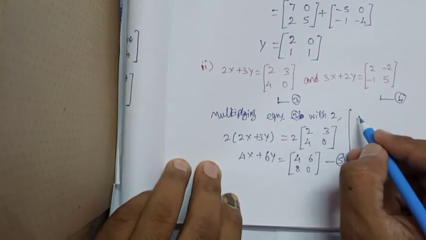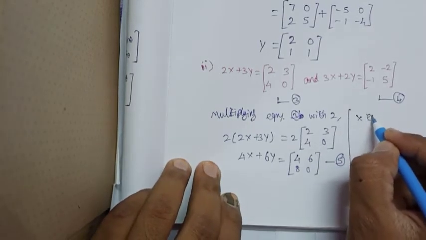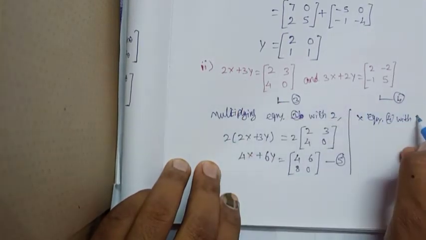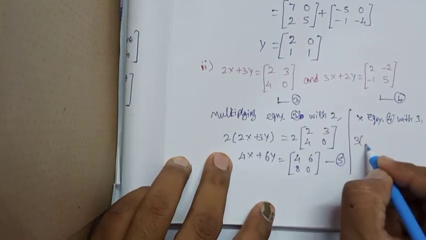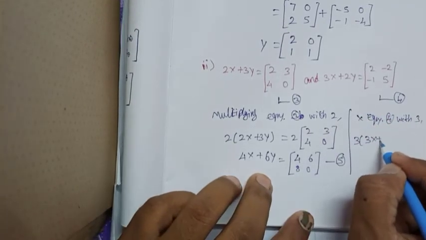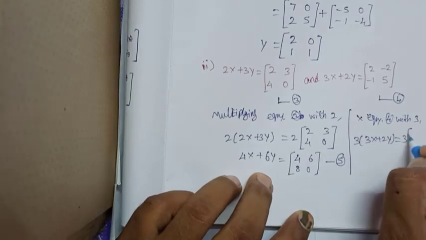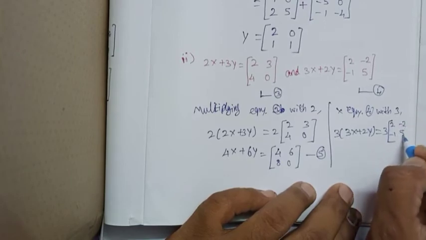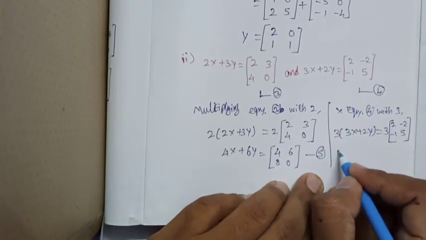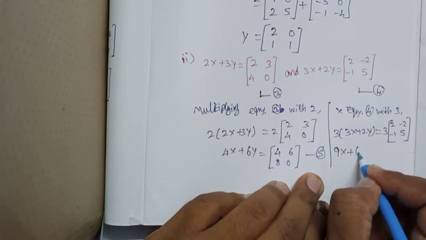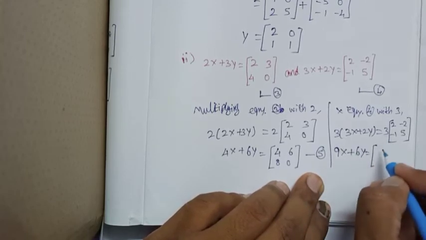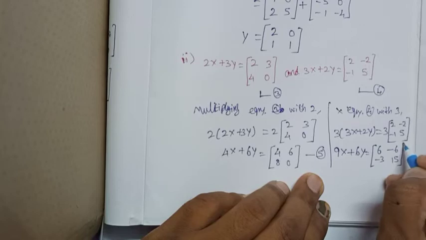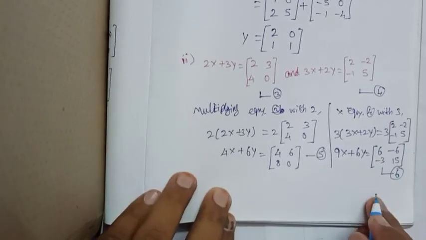Next, multiply equation 4 with the coefficient 3. We get 3 into 3x plus 2y, which is equal to 3 into the matrix 2, minus 2, minus 1, 5. Multiplying inside, 3 into 3 is 9x plus 6y, which is equal to 3 2s are 6, minus 6 and minus 3 and 15. Consider this as equation 6.